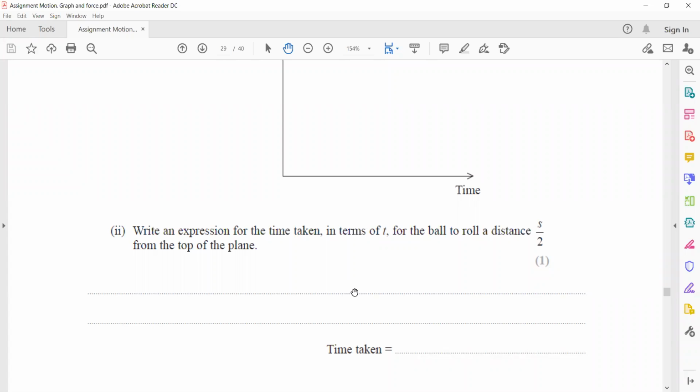So in this question, you have to write an expression for the time taken, in terms of t, for the ball to roll down a distance s by 2. Look, if a ball rolls a complete distance s, we have the formula s equals ut plus half at square, the formula which relates the time and the distance.